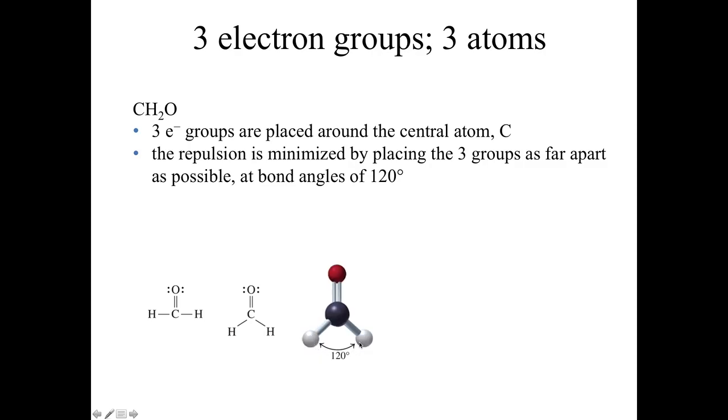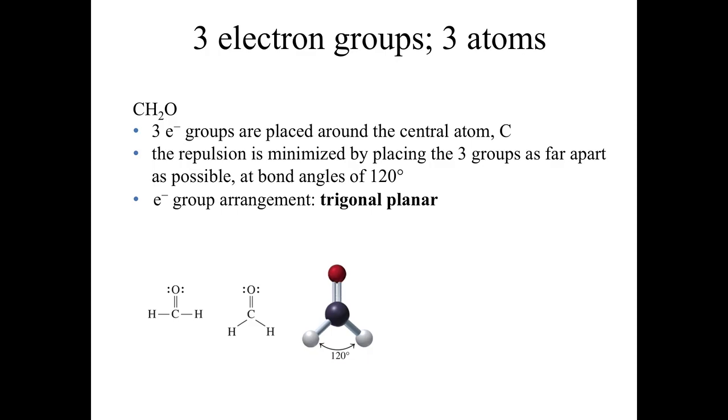So this electron group is 120 degrees away from this electron group, and this electron group is 120 degrees away from this electron group. This electron group is 120 degrees away from this electron group. Now, again, if you think about that, 120 times 3 would be 360. That's a total angle in a circle. So when you have this kind of electron arrangement, the name for it is trigonal planar. Trigonal because it's 3, and planar because this is a flat geometry.